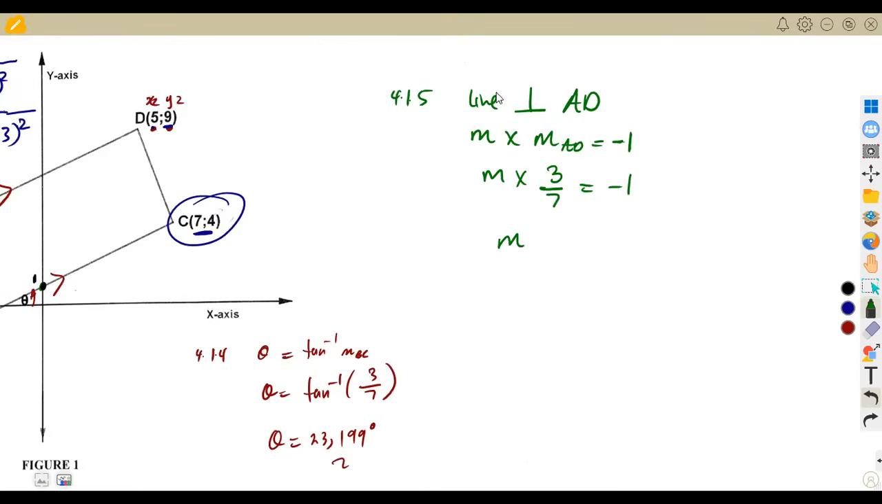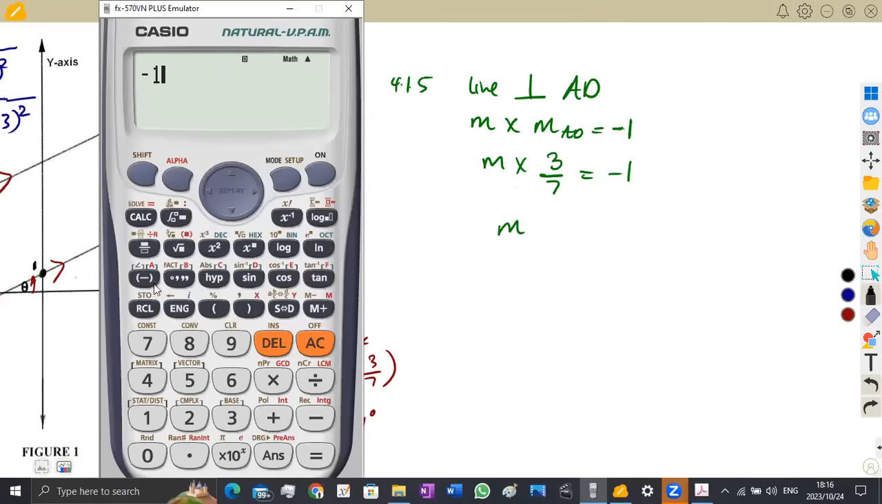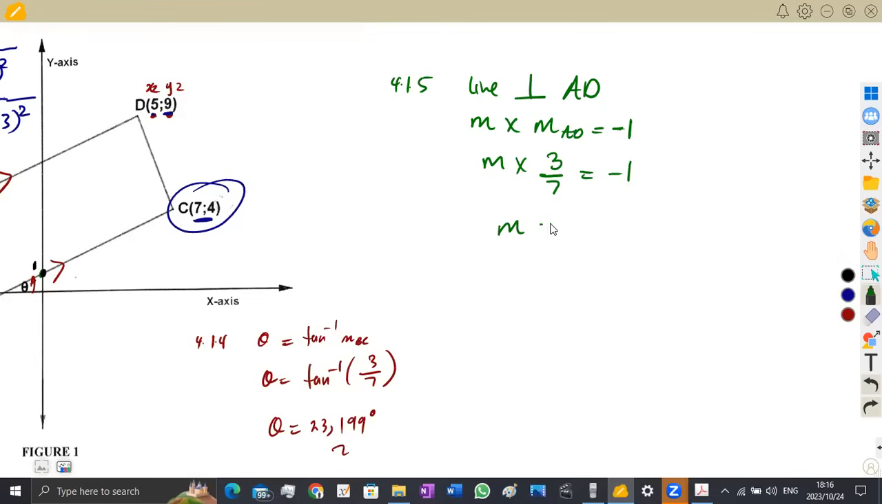So the gradient of the line that we are supposed to calculate the equation of: just divide this side by 3/7 to give us the value of the gradient, which is m. On our calculator, it's -1 divided by 3/7. That will be -7/3. So our gradient m is going to be -7/3.